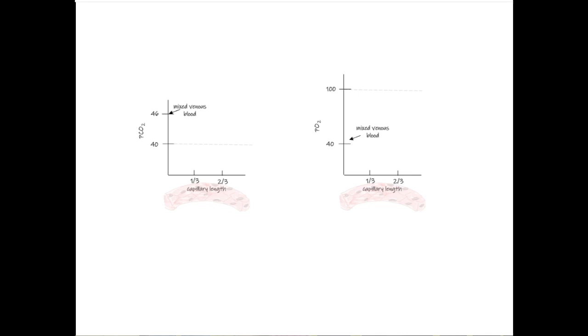Let's finish by looking at how quickly carbon dioxide and oxygen exchange occurs as the blood travels through the pulmonary capillaries. On the left, we're looking at the partial pressure of carbon dioxide. Mixed venous blood returning to the lungs has a PaCO2 of approximately 46. The term mixed venous blood refers to the venous blood returning to the right side of the heart after blood from different tissues of the body has mixed together.